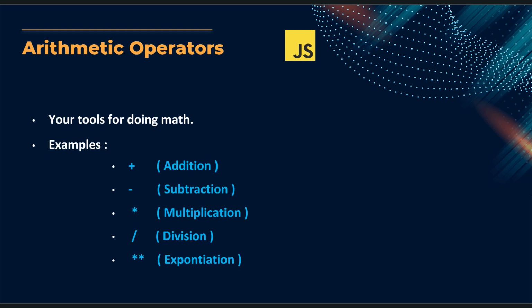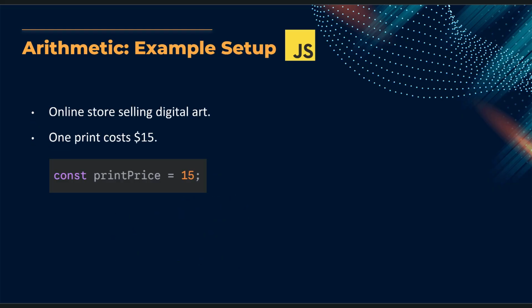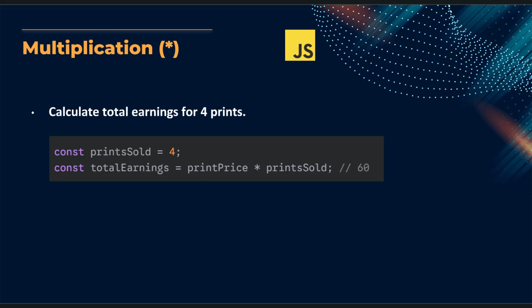Let's start with the ones you probably already know a little bit about. Arithmetic operators. These are your tools for doing math. Imagine you're running a small online store selling digital art. Let's say you sold a few prints today. We can use JavaScript to calculate your earnings. First, let's say one print costs $15. As you can see here, we've created a variable for that. const printPrice = 15. Now, let's say you sold 4 prints.